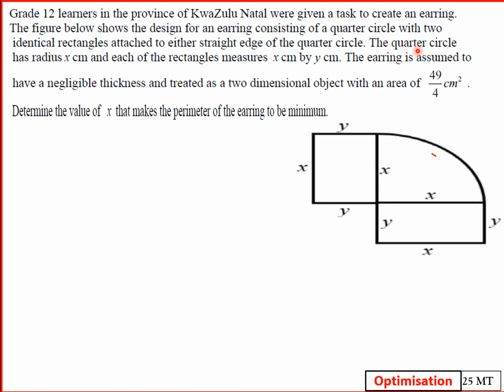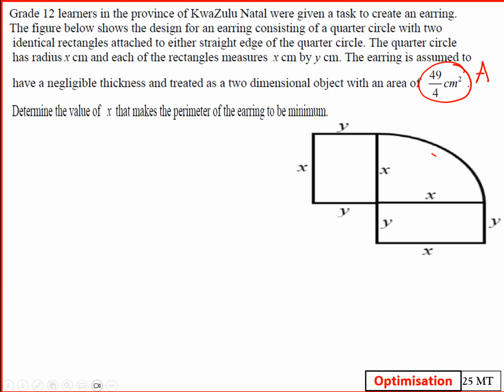And then the question says the quarter circle has a radius of x. So we know that the radius of this quarter circle is x, and the dimensions of the rectangle are x by y. The earring is assumed to have a negligible thickness and treated as a 2D object with an area of, this is very important to us, 49/4. So I'm going to circle that, very important, and that is the area.